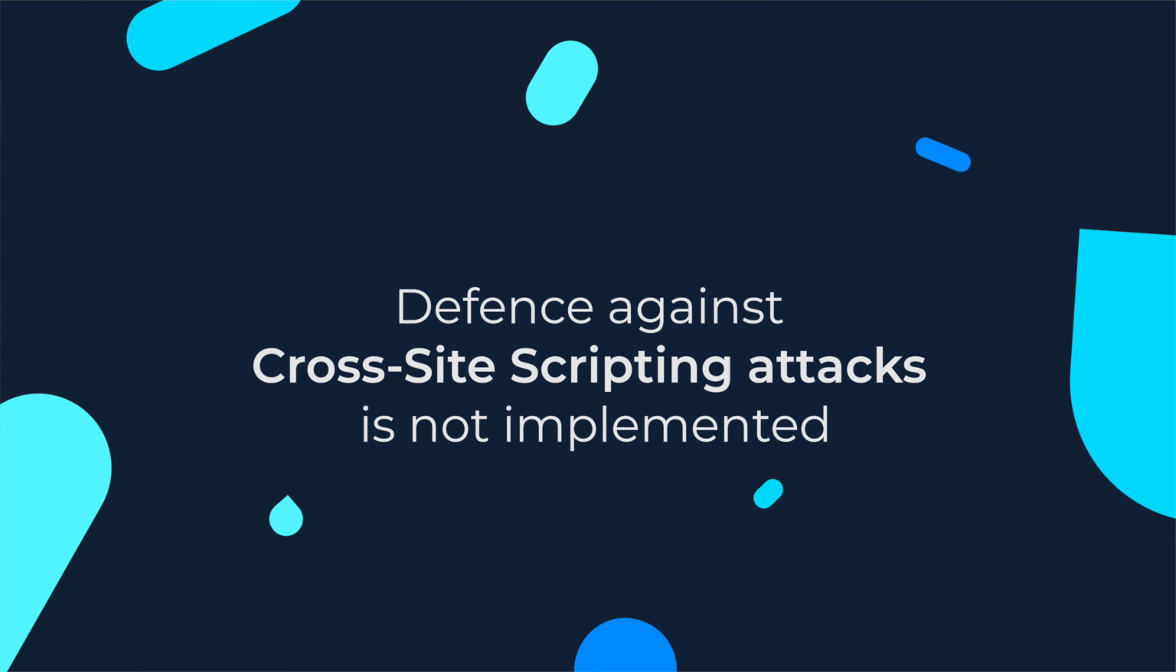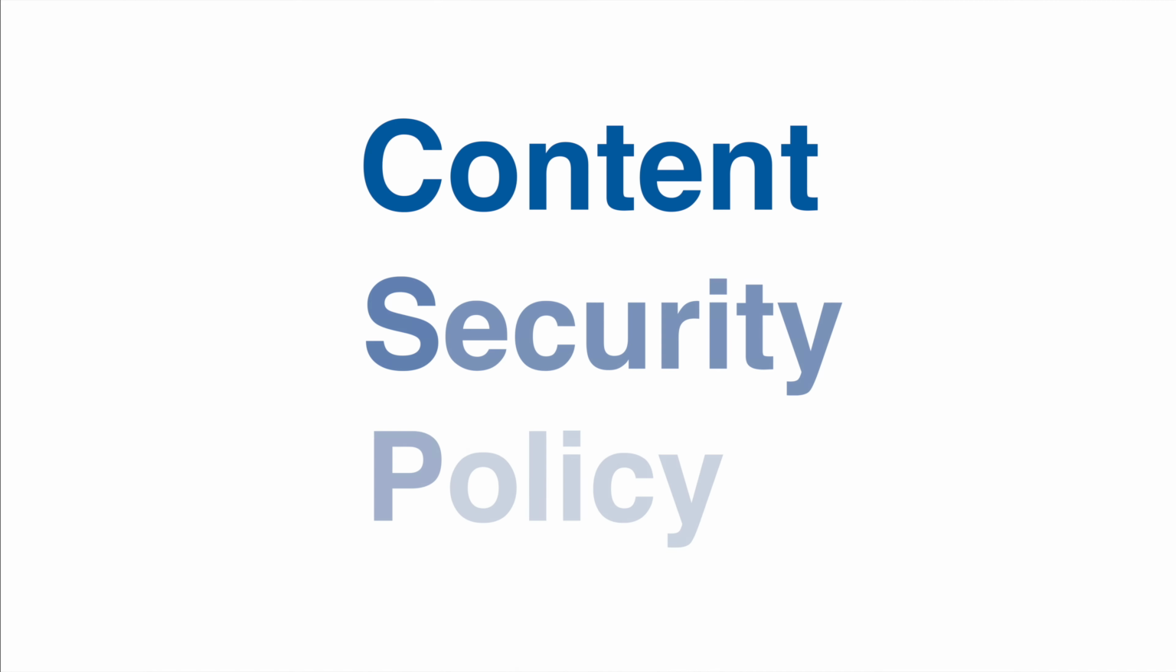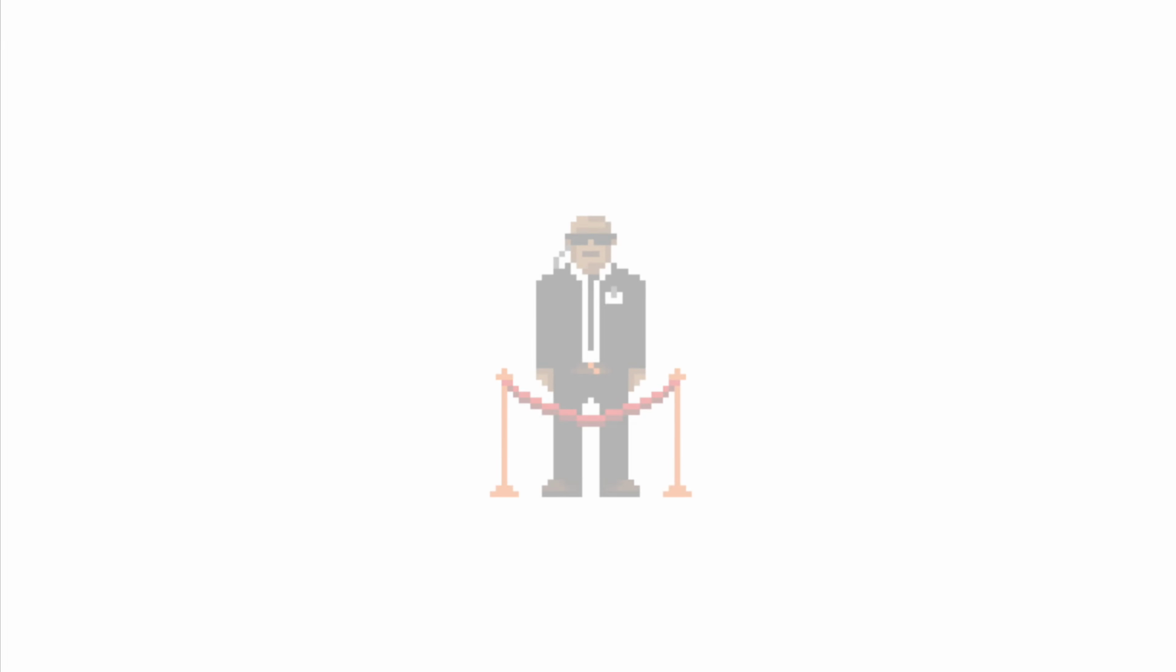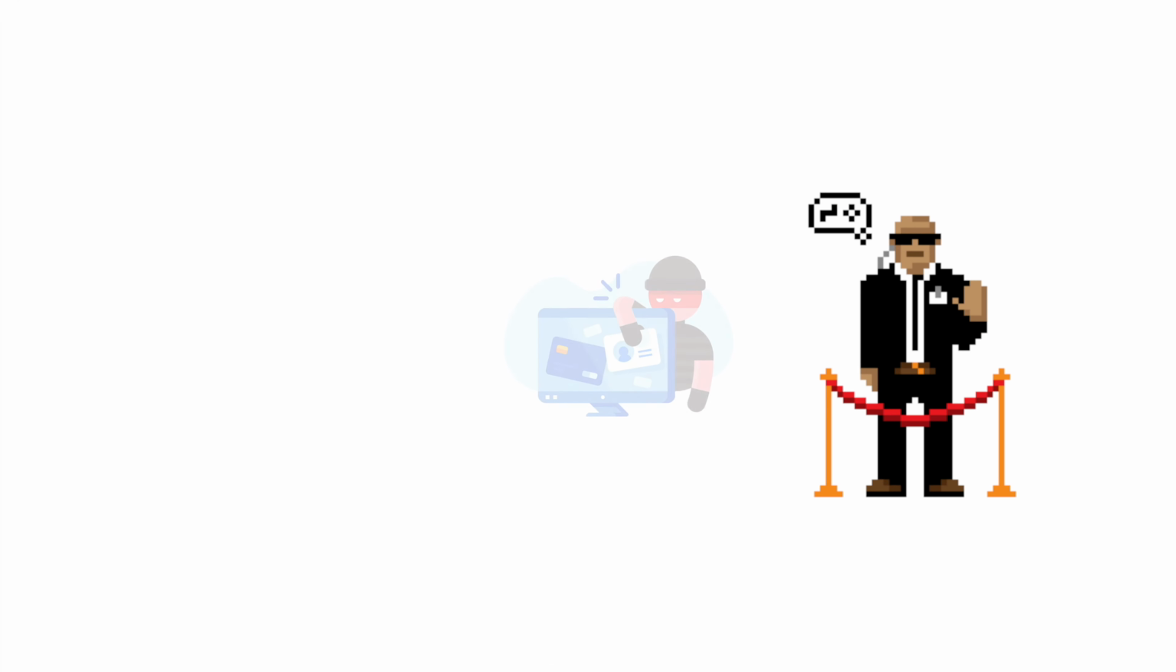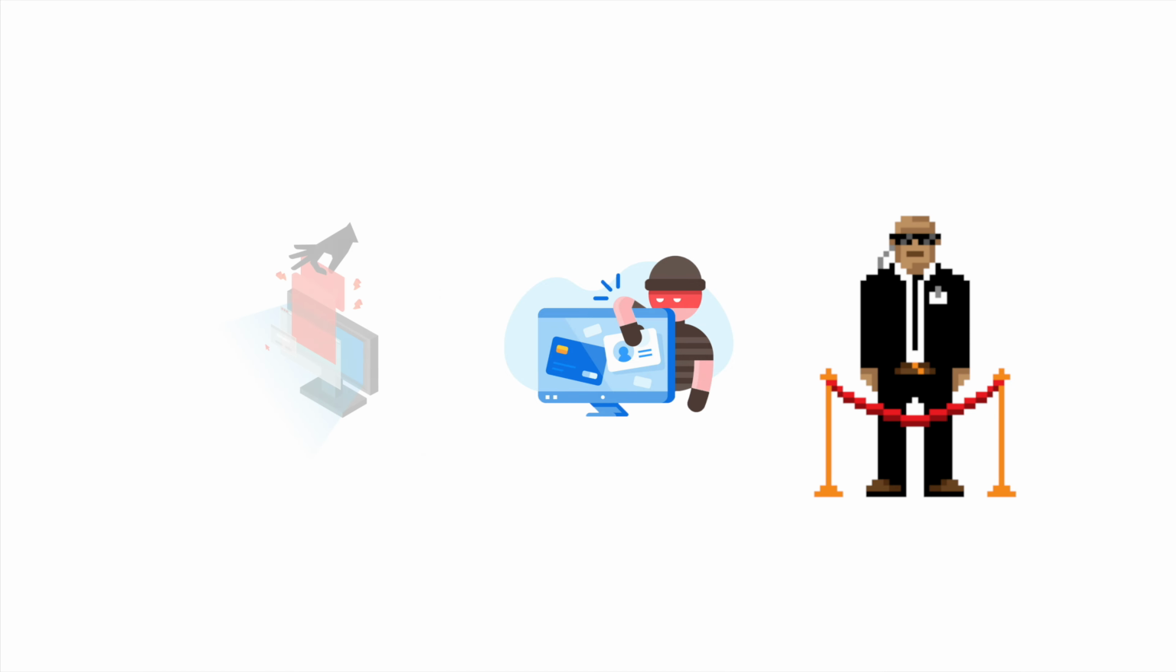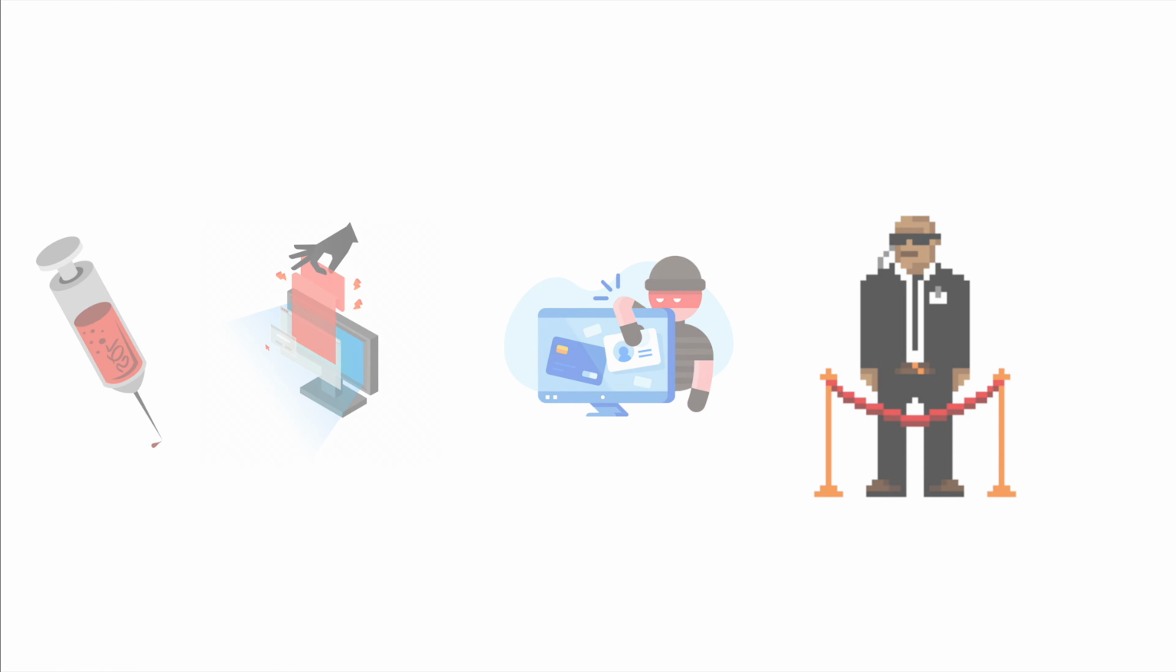In this video we will talk about the case when the defense against cross-site scripting attacks is not implemented, why it's important, how to check and how to fix the issue. What is it? Content Security Policy or CSP is an added layer of security that helps to detect and mitigate certain types of attacks, including cross-site scripting and data injection attacks. These attacks are used for everything from data theft to site defacement.